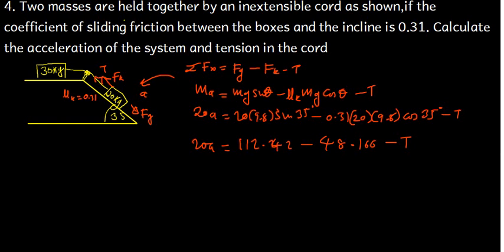So if I work out these two, and then let me take the tension over to the other side, what I'll find is tension plus 20A is equal to 112.42 minus 48.166. So what I'm finding there is 64.25. So this will be our first equation with two unknowns. We don't know the acceleration, we don't know the tension.